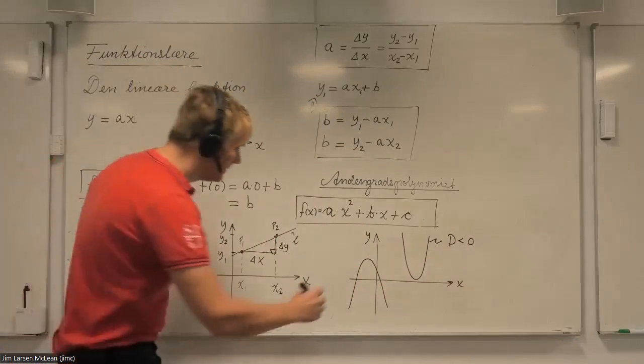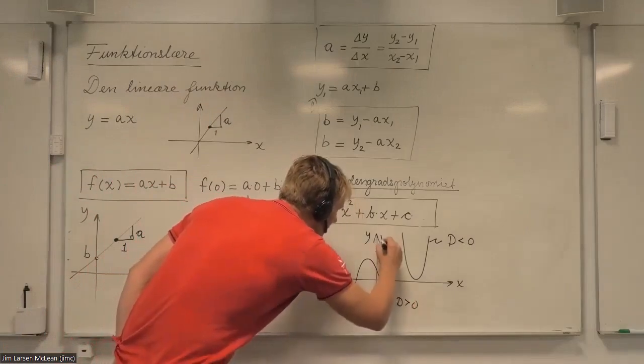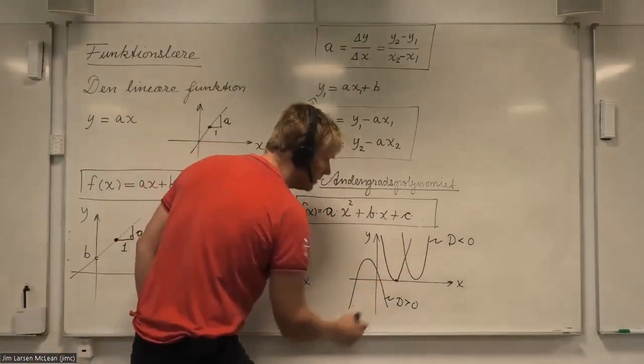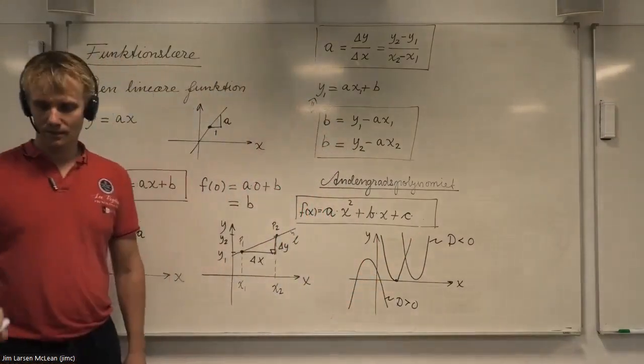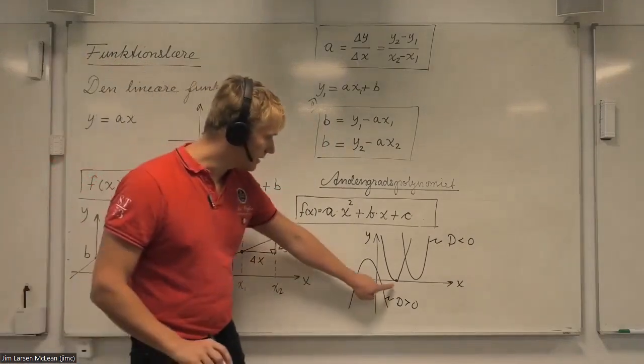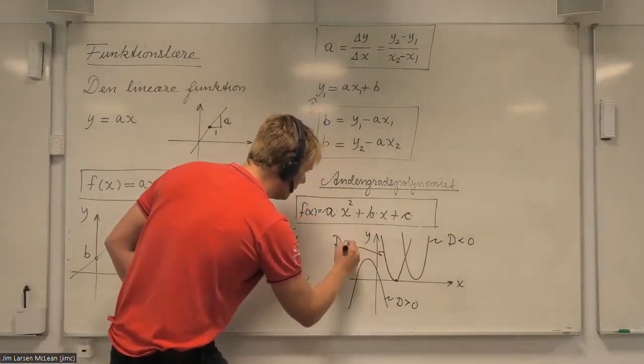Greater than 0. So here's an example of a parabola with a discriminant greater than 0. And lastly, you could have a parabola that touches the x-axis at just one point. You call that a vertex. Whether it's at the top or bottom, you call it a vertex. And here, the discriminant will be exactly 0. So this one has a discriminant of 0.